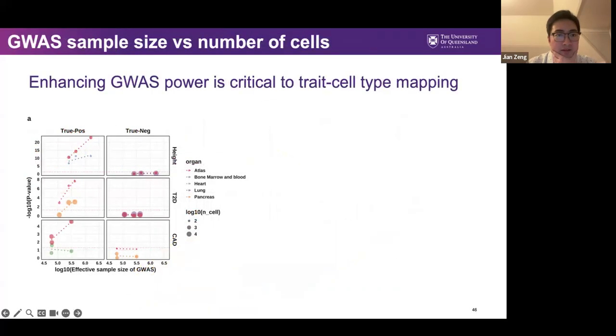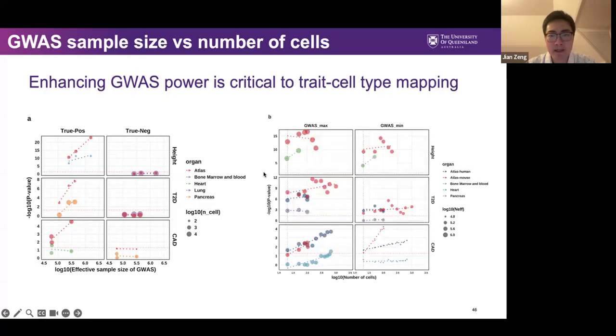Okay, and our last bit of results is about whether the GWAS sample size or the number of cells are more important to this integrative analysis. And we looked at three traits: height, type 2 diabetes, and coronary artery disease, because there are different sample size GWAS data available in the public domain. So first, if you look at the sample size of GWAS, it looks like it still has a great impact on the power.